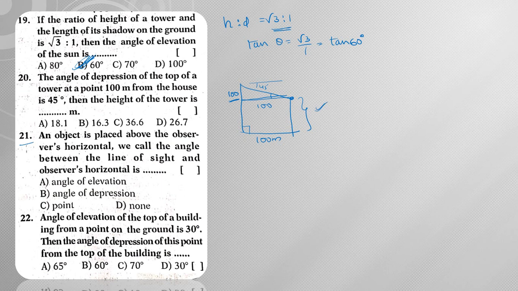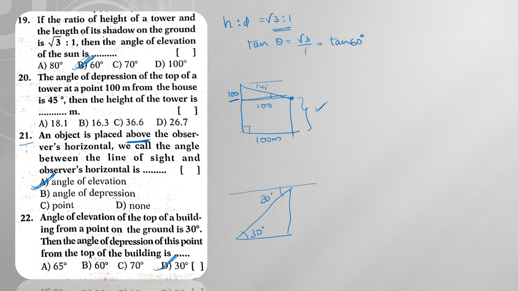Next, question number 21. An object is placed above the observer's horizontal. We call the angle between the line of sight and the observer's horizontal, since it is above the observer, the angle of elevation. Next, the angle of elevation of the top of a building from a point on the ground is 30 degrees. So this is 30 degrees. Then the angle of depression of this point from the top of the building, he is asking you to find out. So these two angles will always be equal. Hence angle of elevation is equal to angle of depression, right?